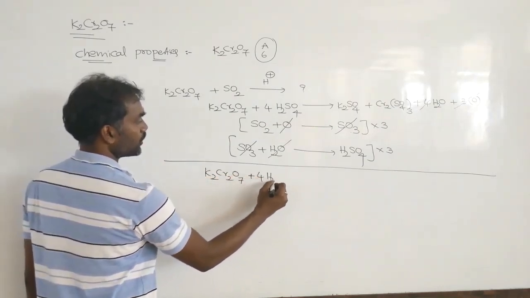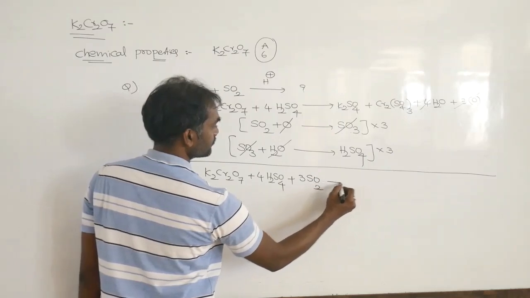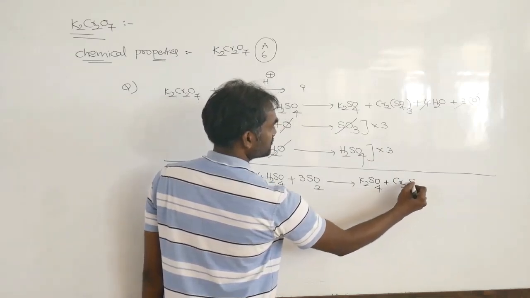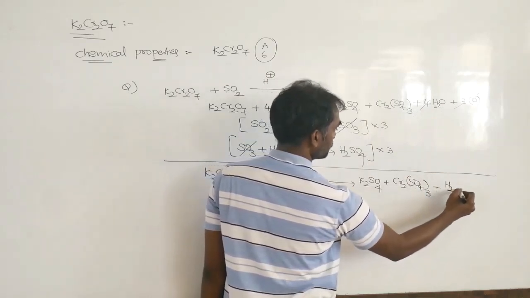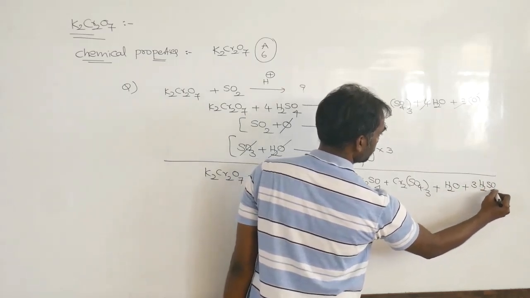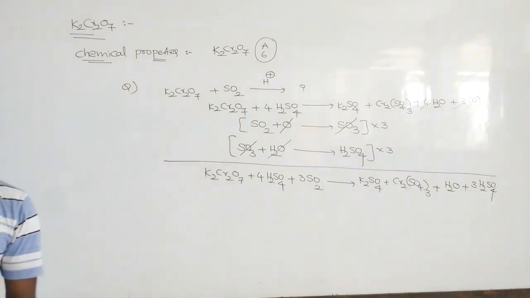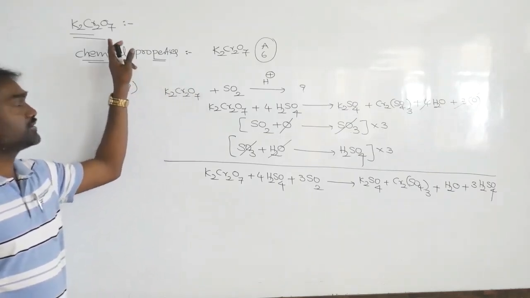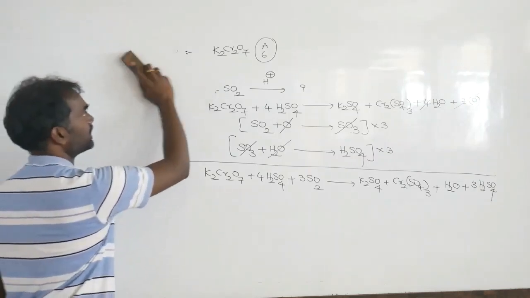K2Cr2O7 plus 4H2SO4 plus 3SO2 gives rise to K2SO4, Cr2(SO4)3 taken thrice, here 1 water, plus 3H2SO4. So it is the balance. Next. So these are the important chemical properties of K2Cr2O7. Next important compound is KMnO4, potassium permanganate.